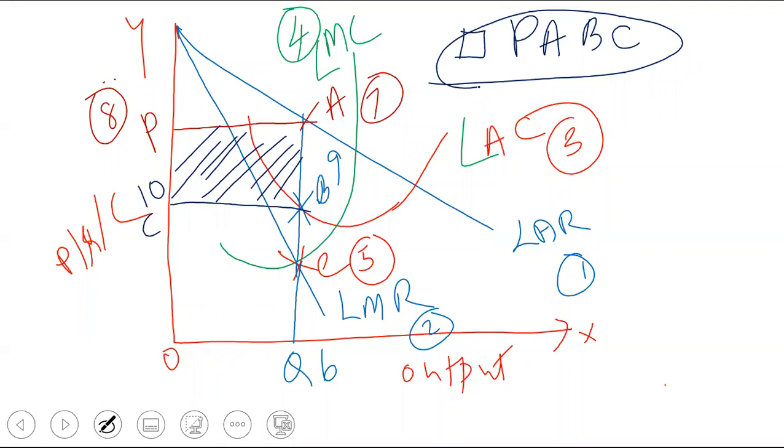Both sides, go to monopoly. In monopoly, the firm makes supernormal profit in the long run. Lecture is going on, you can come anytime. The firm makes supernormal profit in the long run.